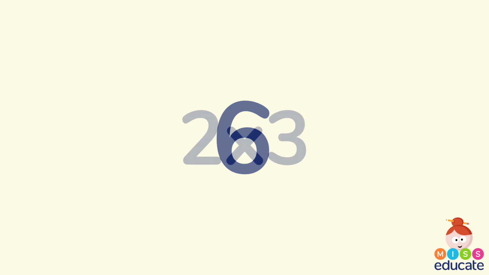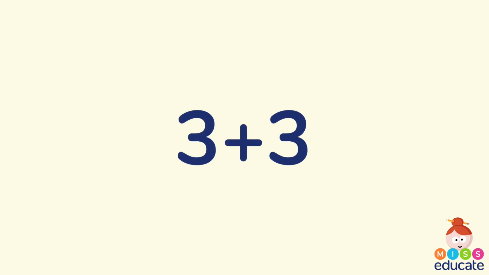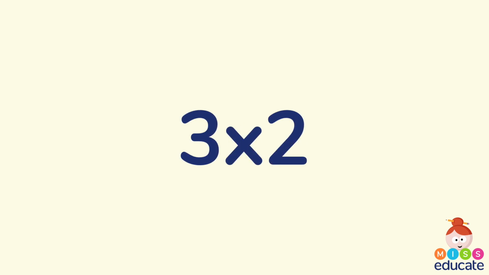Let's look at 2 times 3. So that's 2 lots of 3, 2 groups of 3. And so that is 3 add 3. Looks very similar to our 3 times 2, doesn't it? 2 times 3 and 3 times 2, they're kind of the same, aren't they? You're going to come out at the same answer.